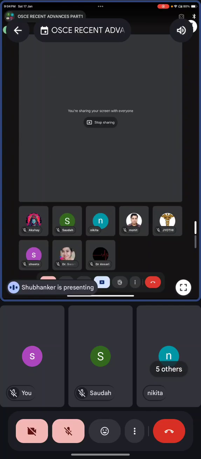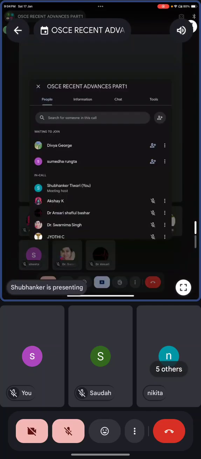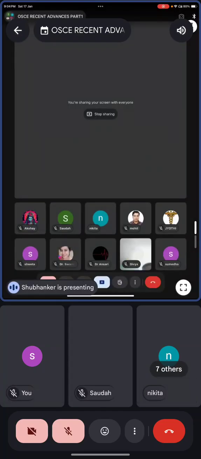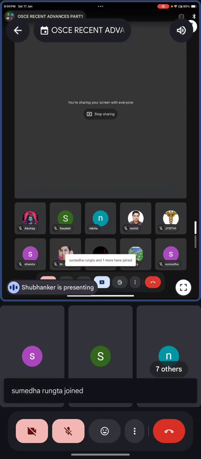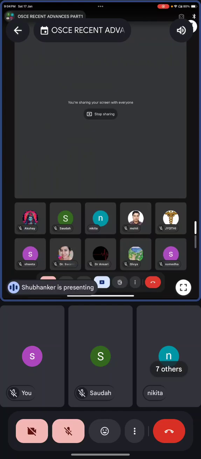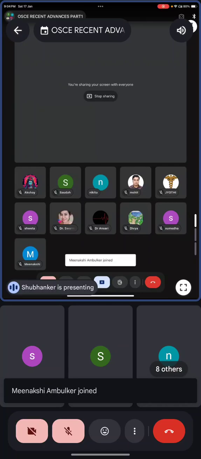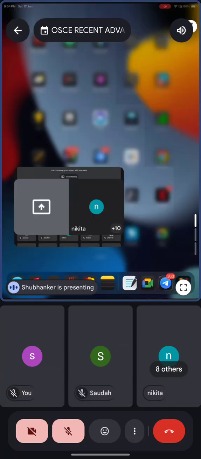Guys, we'll be seeing around 15 recent advances questions. Basically the OSCEs, some of which have already come, and a few of which are likely to be asked in the coming exams, along with the potential other OSCEs related to that particular question. We'll be taking around 35 to 40 minutes. I've kept it short so that you can go ahead with your other plans. If anyone has any difficulty or problem, please let me know. Let's start with today's session.